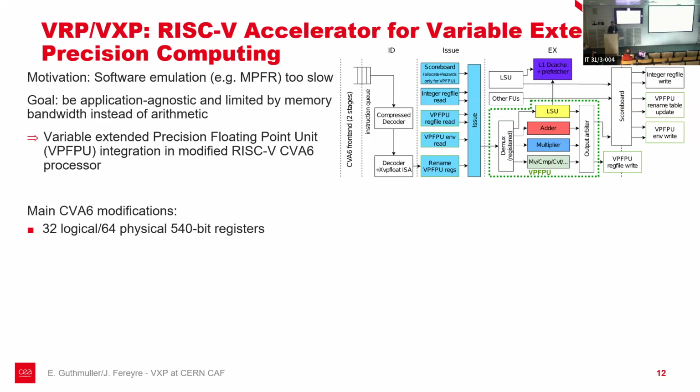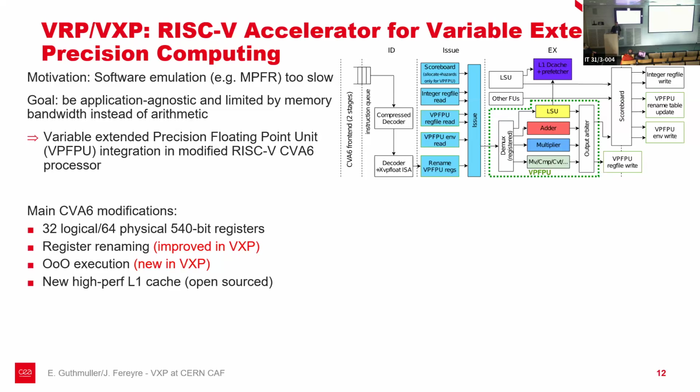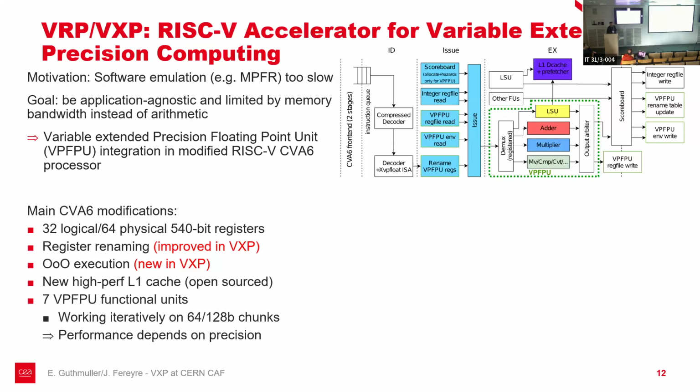The main modification we did: we added a new physical register to store these very high precision numbers. So here it's quite big registers. We introduced register renaming, which is used for out of order execution. We modified the L1 cache to a higher performance L1 cache, and introduced our floating point unit. And as I said, the main thing about our floating point unit is that it works iteratively, on chunks of 64 or 128 bits. So performance depends on precision: both latency and throughput depend on the actual precision you want.